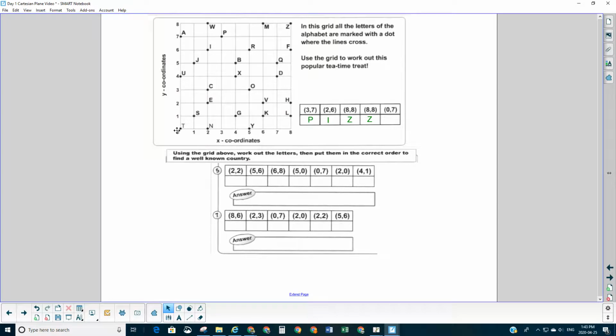0, 7. So 0, 7. So the question is, we're going to go nowhere on the x-axis. So we just go to 0 and we go straight up to 7. And there's that A that we were hoping for.